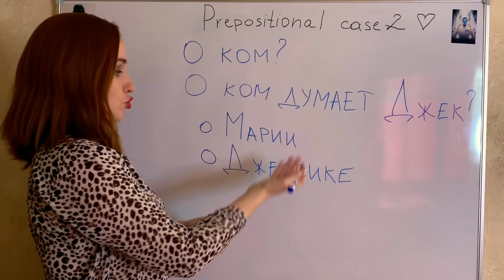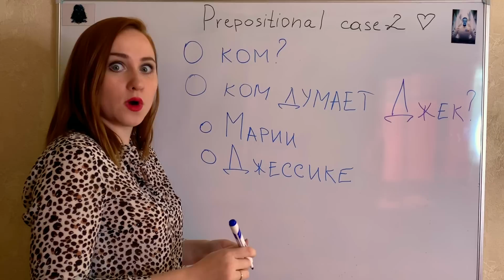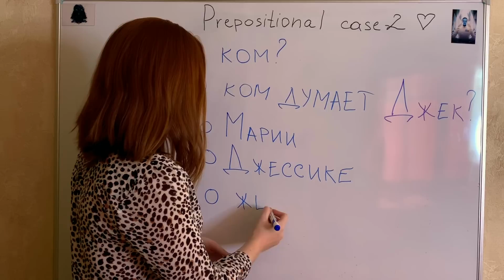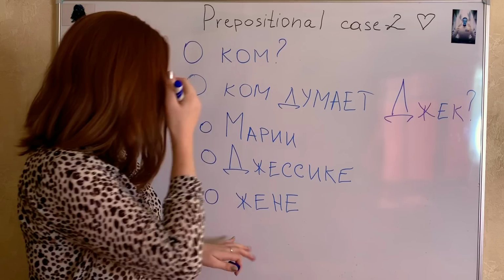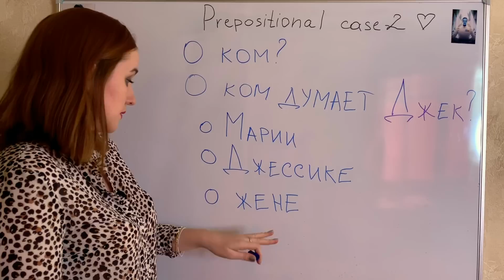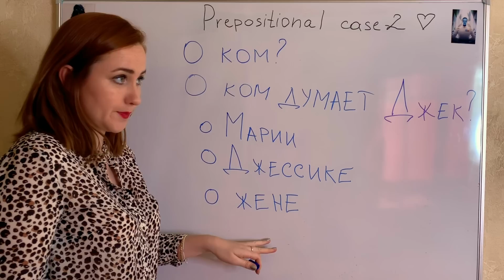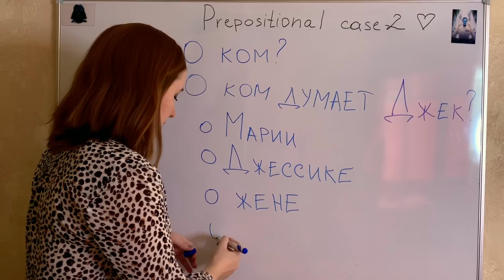Also, maybe Jack has a wife. Happens all the time. О жене. He's thinking about his wife too. Of course, he's a good husband. О жене. After he thought about these two, he thinks about his wife. Джек думает о жене. Then, let's pick some names starting with а, for example.